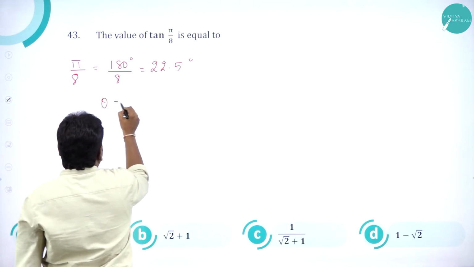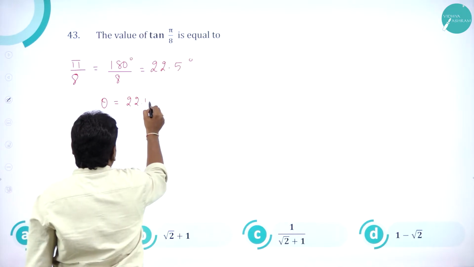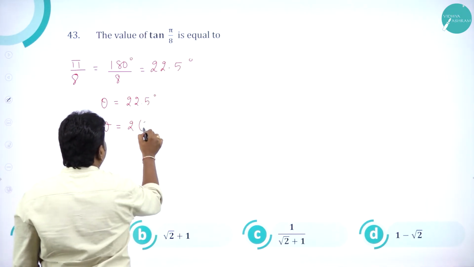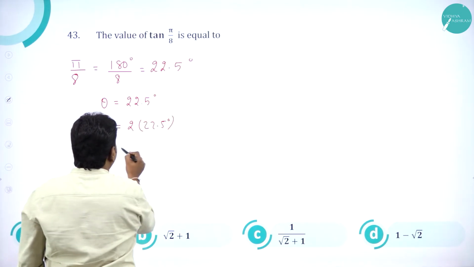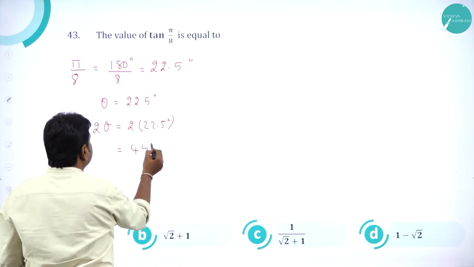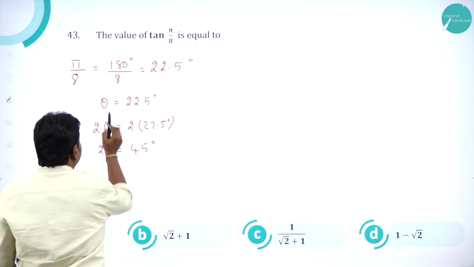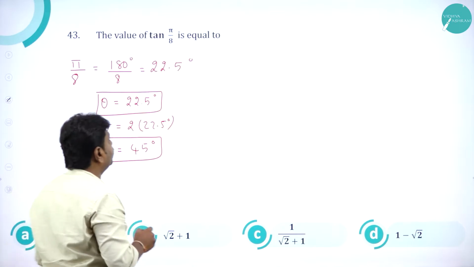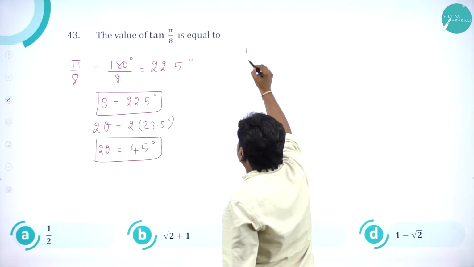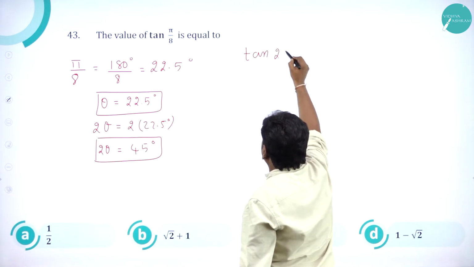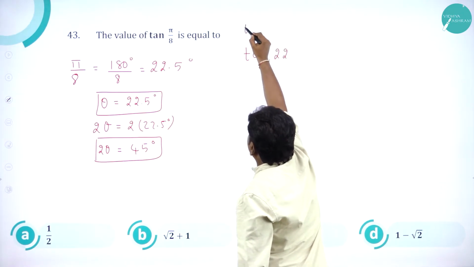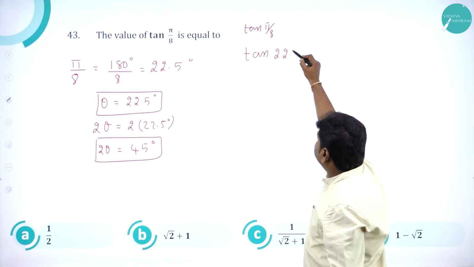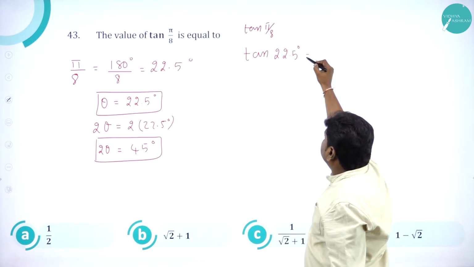So what I will do? Let us take theta is equal to 22.5. Now can you tell what is 2 theta? 2 theta is 2 times 22.5 degree. That will be exactly what? 45 degree. Now this is standard angle. Whatever they give, I call it as theta. So now they want you to find, the question is tan pi by 8. They want tan pi by 8. Can I write pi by 8 as 22.5? Bariboda.